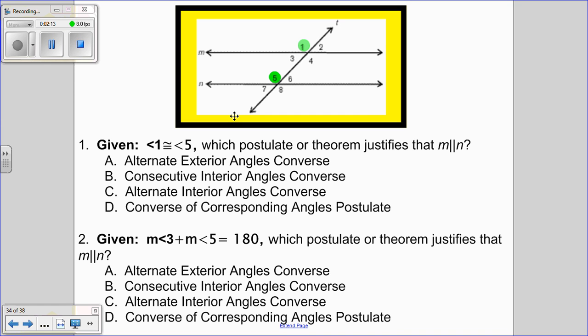So since they're on the same side in the same position, they're corresponding, and because of the converse of the corresponding angle postulate, D, we can justify that line M is parallel with line N.